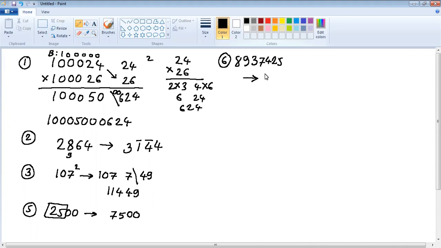9 minus 8 is 1. 9 minus 9 is 0. 9 minus 3 is 6. 9 minus 7 is 2. 9 minus 4 is 5. 9 minus 2 is 7. And last from 10. Okay, so that was simple. Just all from 9, last from 10.